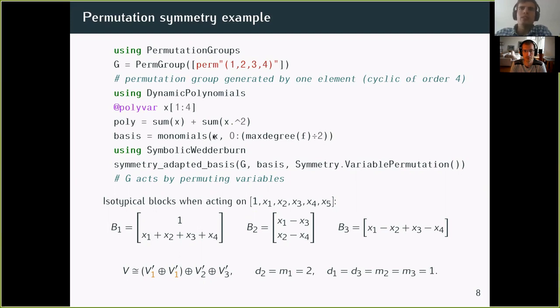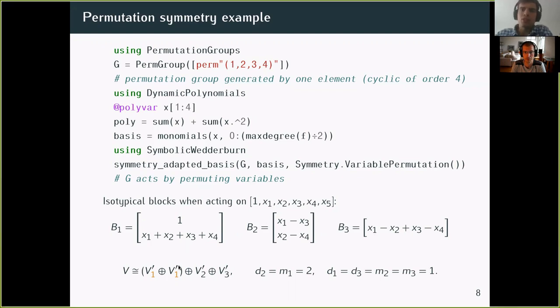SymbolicWedderburn, we detail what this is. It can compute these V1, these different types. So here, if you try the different types with the basis of all monomials up to degree 1, you get these 3 types. So the first type is the trivial type, where in fact every polynomial is mapped to itself by this, and then you have two other different types.